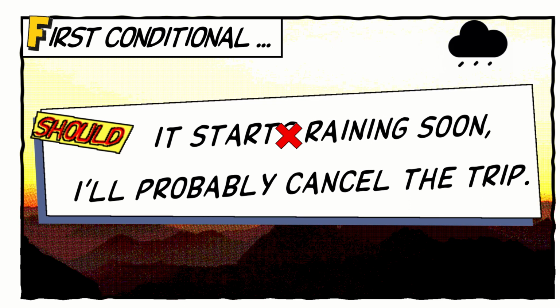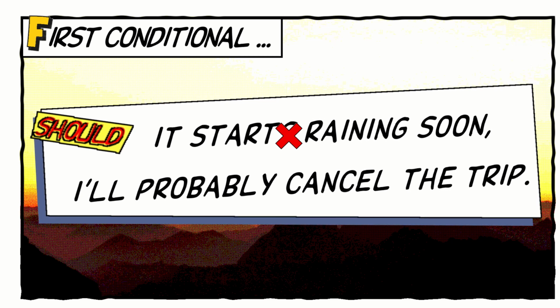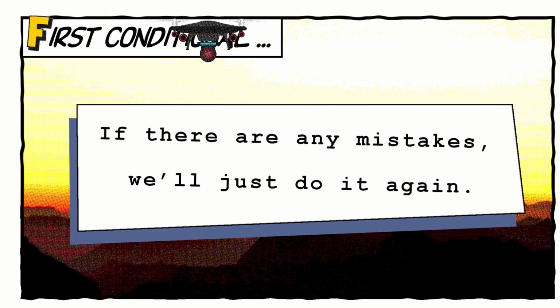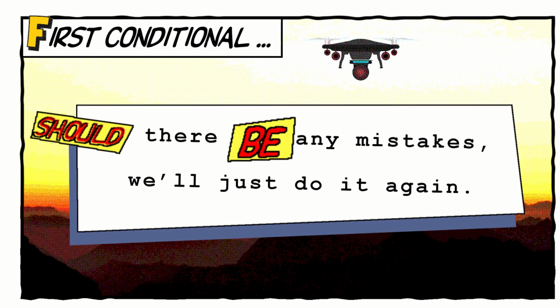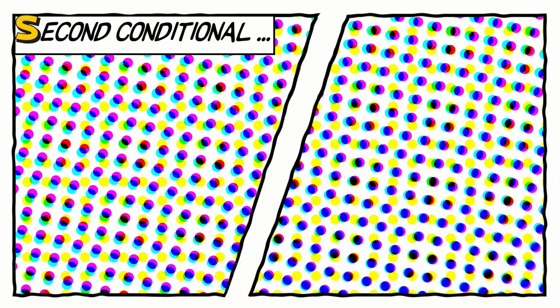And because this is now a should sentence, we also don't use am, is, or are. These words become simply be. So, if there are any mistakes, we'll just do it again becomes, should there be any mistakes, we'll just do it again. Okay, let's move on.